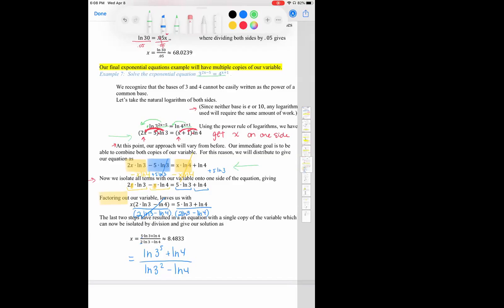And then from there, your goal is to get your x's on one side and everything else on the other side. And we do that by adding and subtracting. That's how we move our terms. Lastly, the biggest point that was able to help us out is we factor. We factor an x. That way we can get our x by itself. And then we divide to get our final answer.